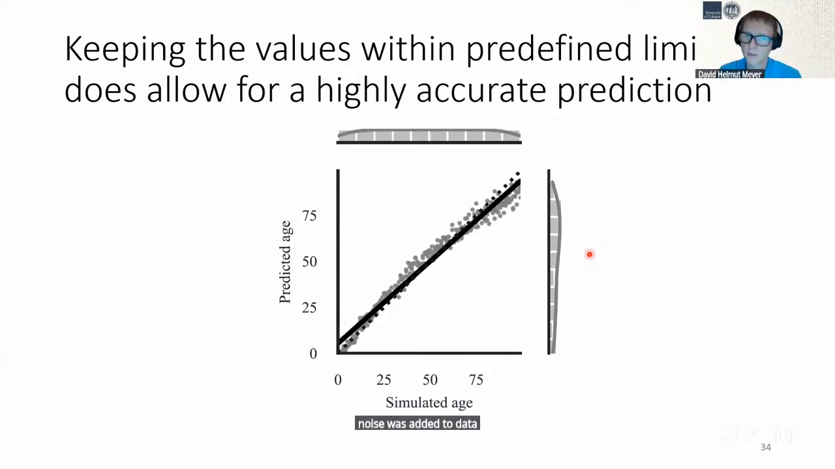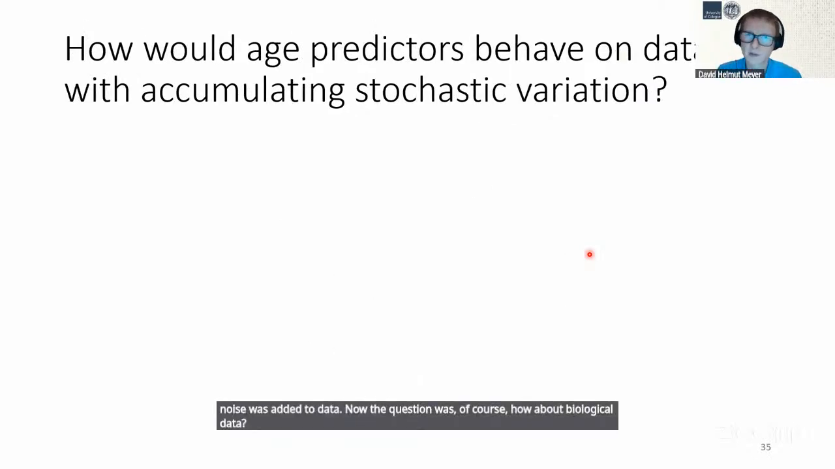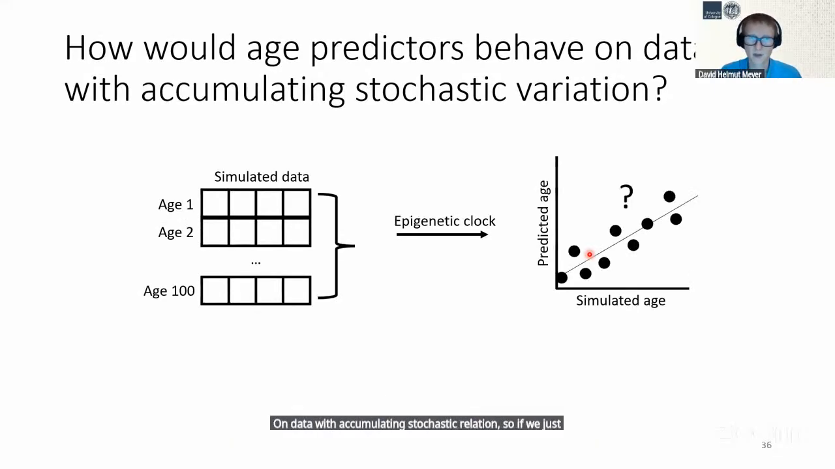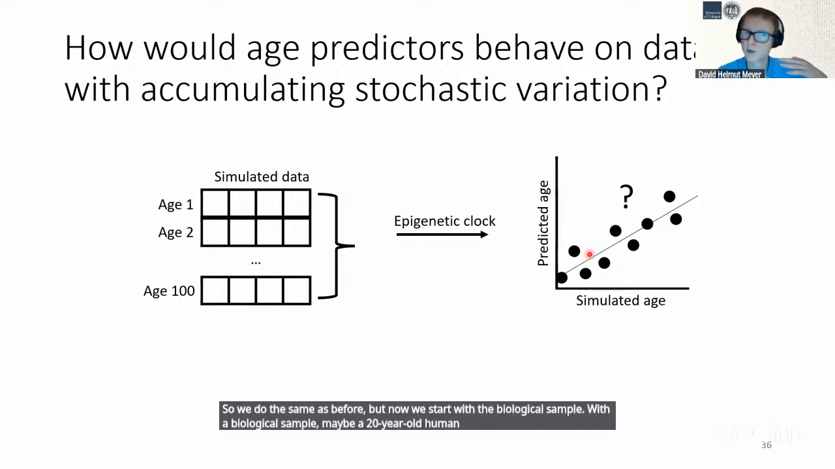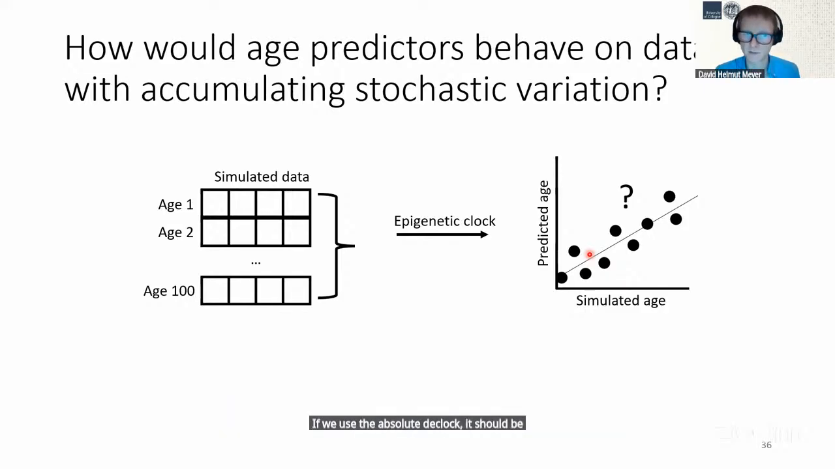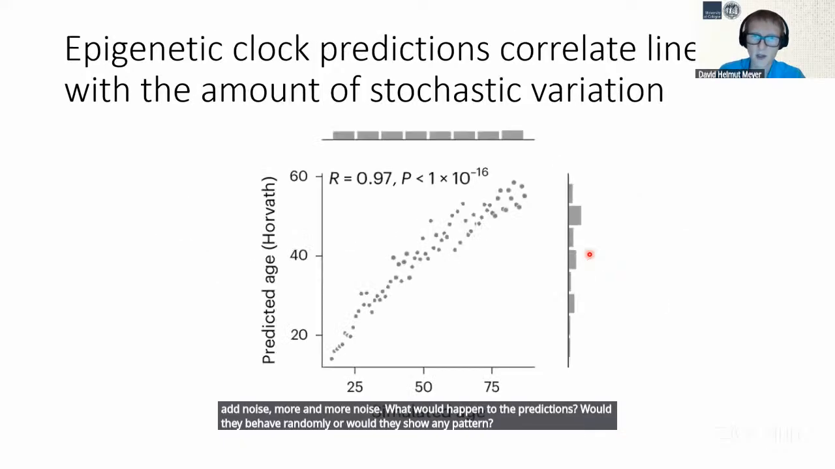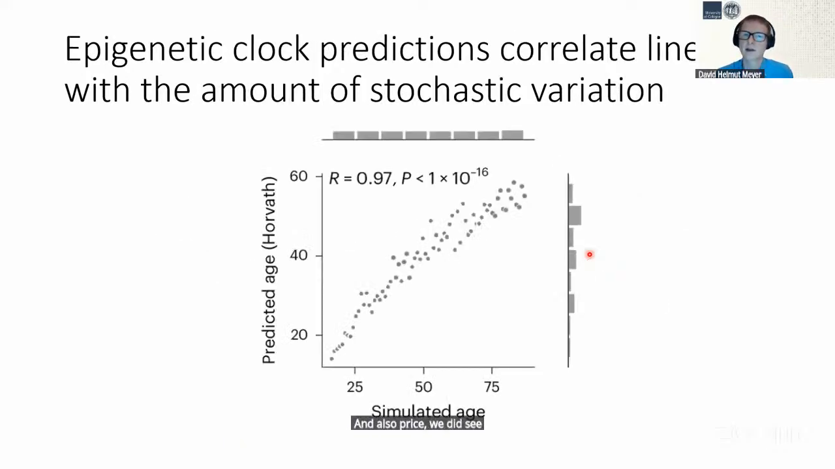Now the question was, of course, how about biological data? And the first question we asked is, how would an age predictor, like an epigenetic clock from Steve Horvath, behave on data with accumulating stochastic variation? So if we just add noise. We do the same as before, but now we start with a biological sample, maybe a 20-year-old human. If we use the epigenetic clock, it should predict about 20 years. But now we add noise, more and more noise. What would happen to the predictions? Would they behave randomly, or would they show any pattern? And to our surprise, we did see a really clear linear correlation.